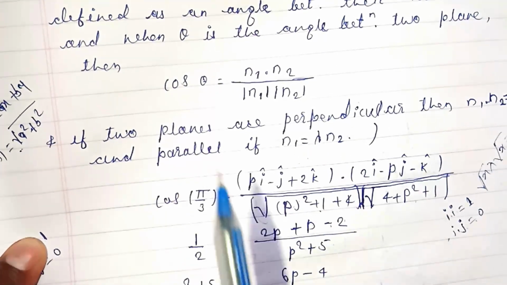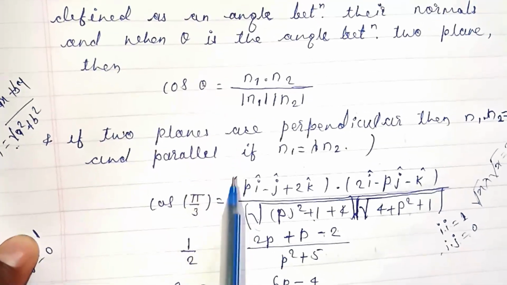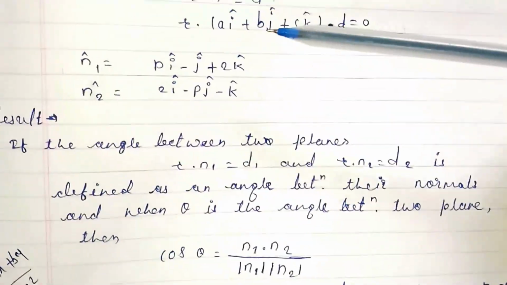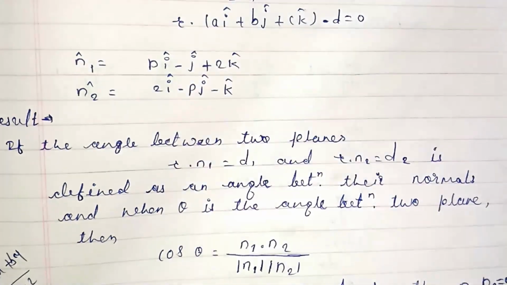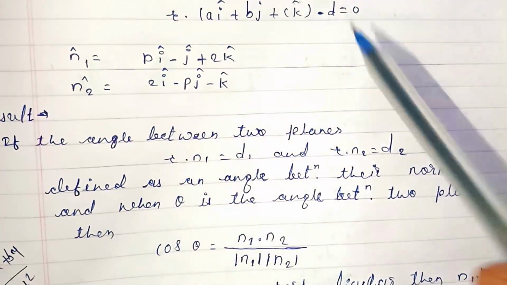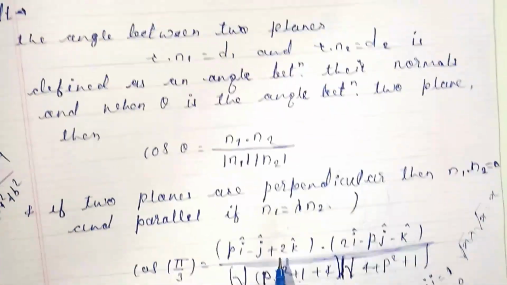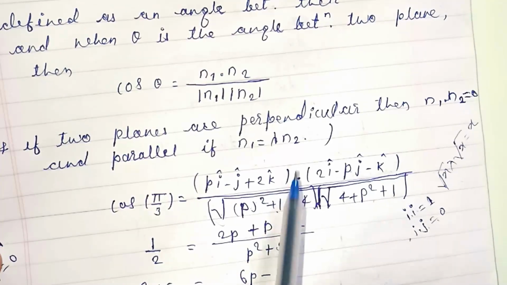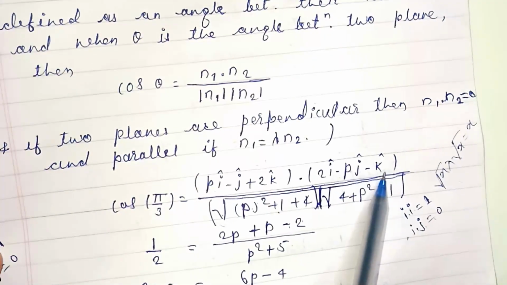Now put theta here, theta as we have given is pi by 3 in our question. So cos theta is equal to n1 dot n2. We got n1 here: pi minus j plus 2k, by using the first plane. So substitute it here, n1 is pi minus j plus 2k, and similarly n2 is 2i minus pj minus k.